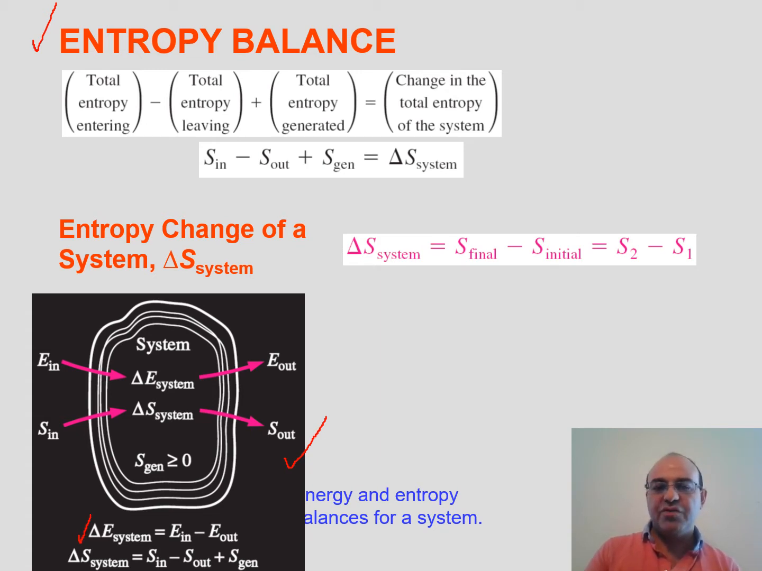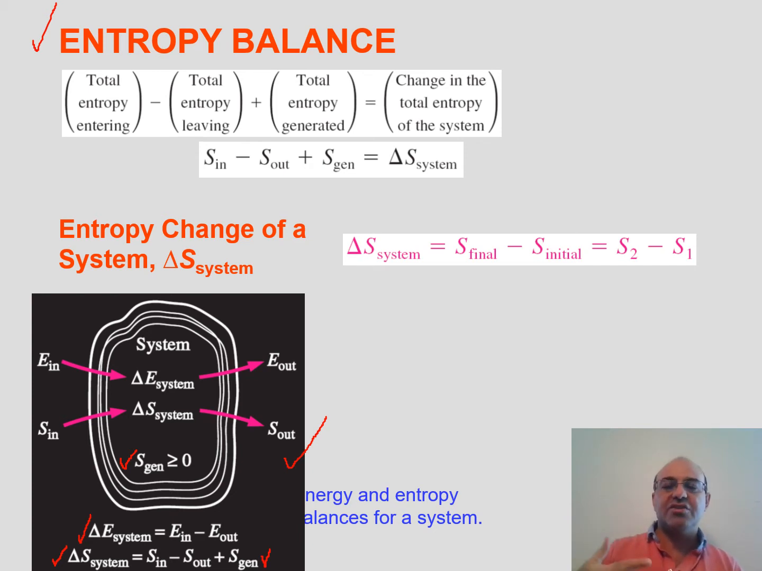How about entropy? For entropy, we can also argue that entropy comes in, entropy goes out, and also in this case, entropy can be generated in the system. In the case of energy, we didn't claim that. In the case of energy, energy cannot be generated. It can be converted from one form to the other. So for entropy balance, the balance equation is a little bit different. We say that entropy in minus entropy out plus entropy generation is equal to the change of the entropy of the system. So that's the issue that we have with the entropy.